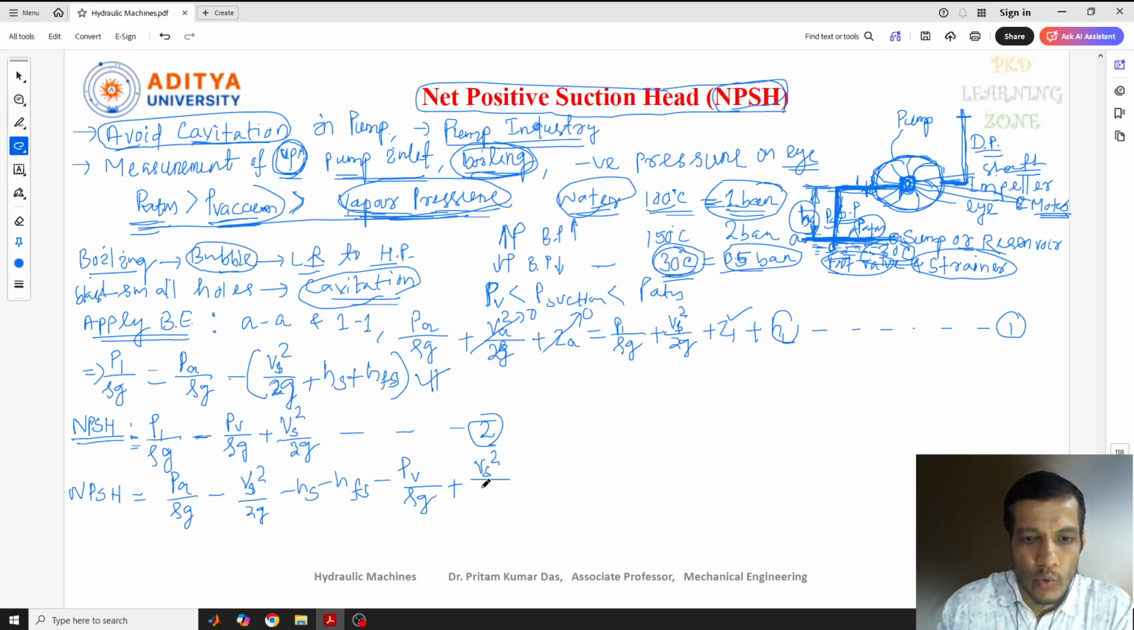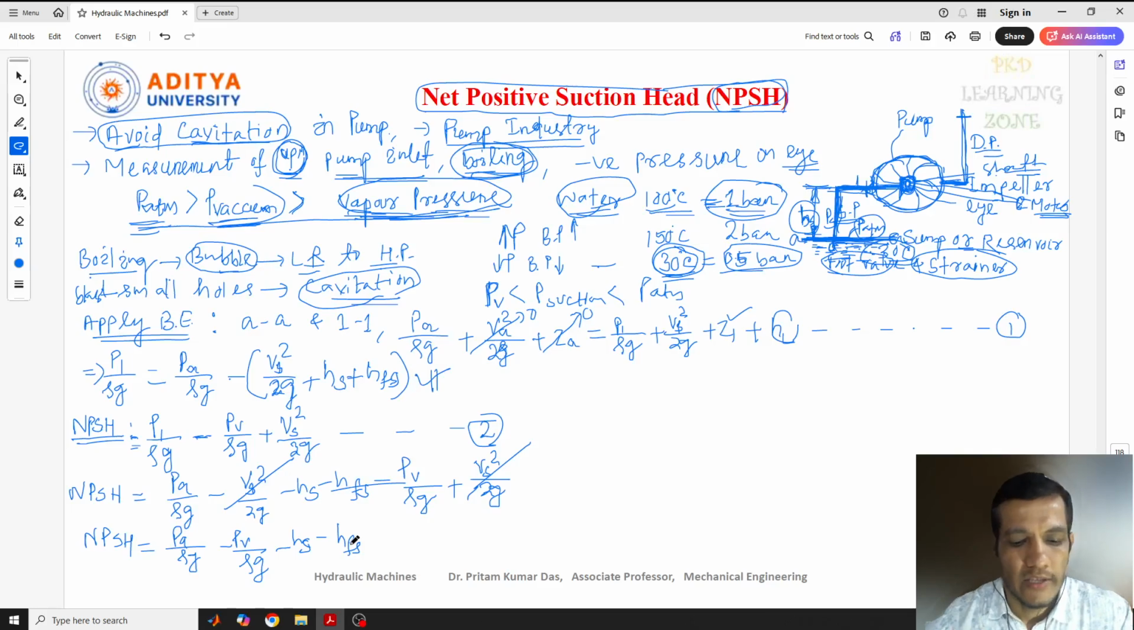Now if you see this equation, I can cancel Vs square by 2g, and the 2g also cancels. So after cancelling, what will we get here? We'll get the value of NPSH equal to PA by rho g minus PV by rho g minus HS minus HFS. These are the terms we get after cancelling the two velocity heads.